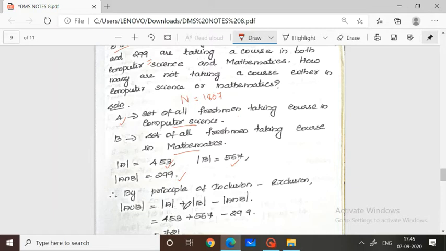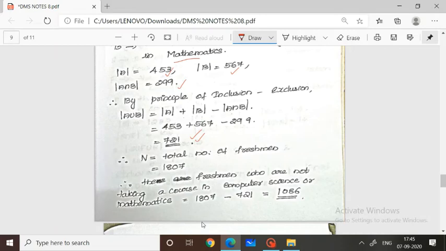By the principle of inclusion exclusion, you can write the formula: mod of A union B equals mod A plus mod B minus mod A intersection B, that is equal to 721. So therefore the total number of freshmen is equal to 1807.